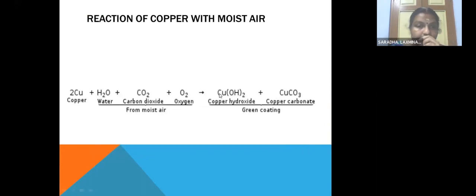Okay, I'll show that. Now, when we are speaking about metals reacting with oxygen, a common example is copper. Copper reacts with moist air and oxygen, and it forms a green coating, which is nothing but copper hydroxide and copper carbonate, which needs to be insisted on. A very often tested thing.